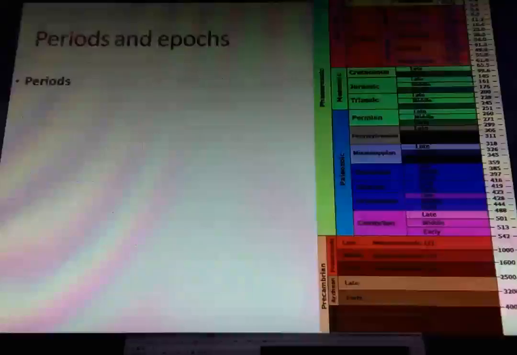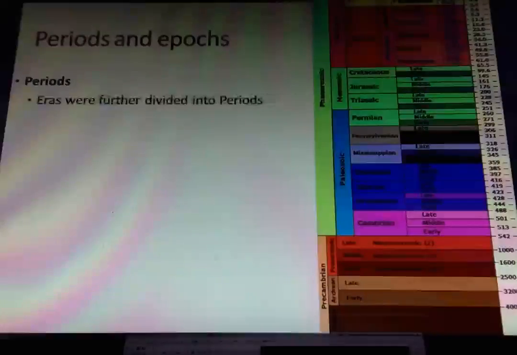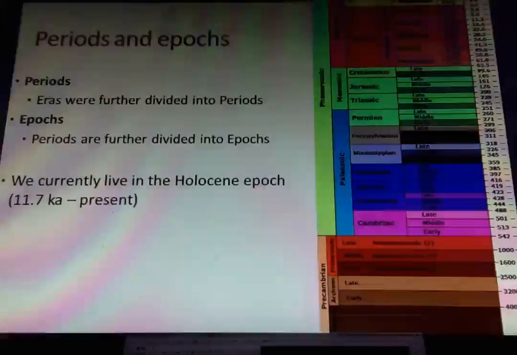Periods and epochs then moving into the middle. Eras further divided into periods, epochs. Periods are further divided into epochs. So we are currently in the Holocene. And the Holocene began about 11,700 years ago, which is marked by the end of the last ice age. So the last ice age ended about 11,700 years ago. Since then, we've been in the Holocene.